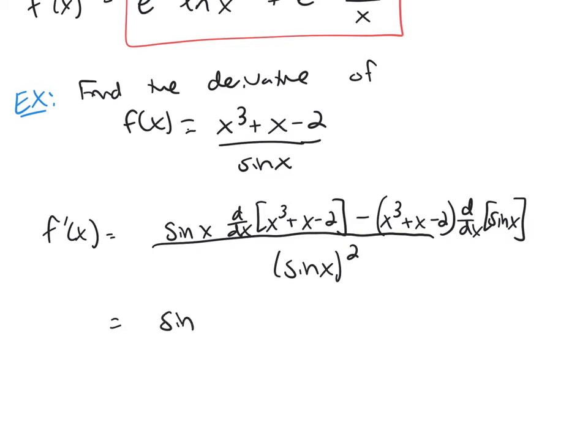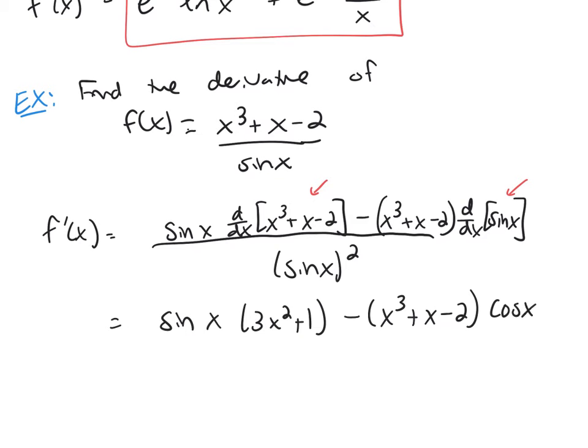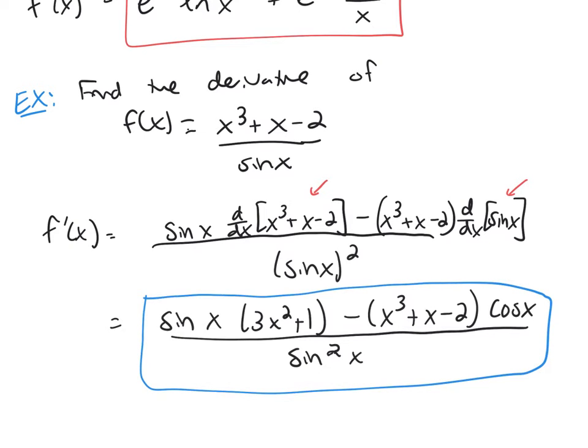So now I got to take the derivative of this polynomial here. Just use our power rule like we did in the earlier example. So this would be 3x squared plus 1. The derivative of sine is cosine. Sine squared x. And you don't need to simplify it any more than this. There's my answer right there.